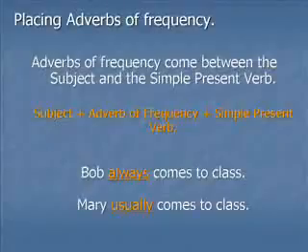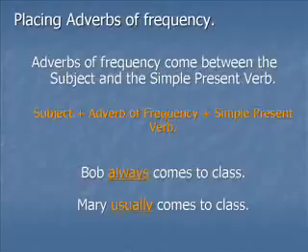Observe the following examples. Bob always comes to class. So always is, as you know, an adverb of frequency. So the place is between subject, which is Bob, and the verb, which is comes, right? So usually we place adverb of frequency between subject and the present simple verb. The next example, Mary usually comes to class. So the adverb usually is between Mary, which is subject, and comes, which is a simple present verb.